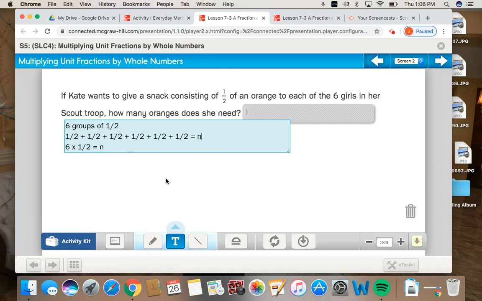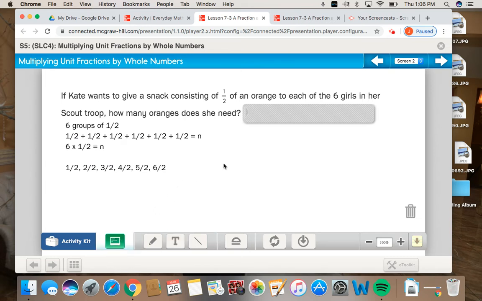So what would the sixth multiple of 1/2 be? That would be 1/2, 2 halves, 3 halves, 4 halves, 5 halves, 6 halves would be the sixth multiple. So the answer is that 6 times 1/2 would be 6 halves.